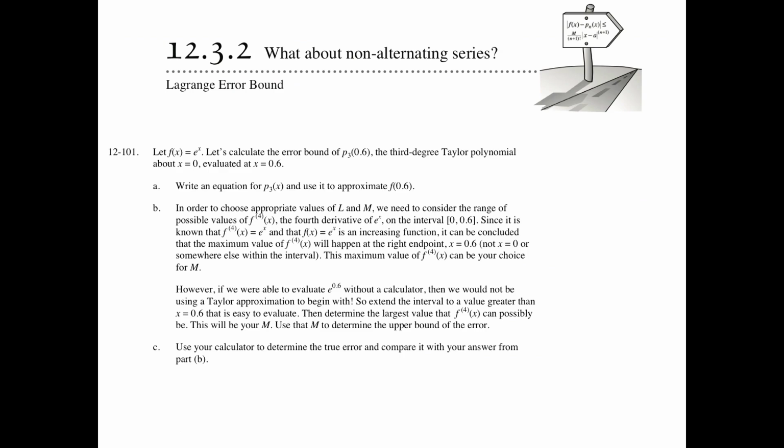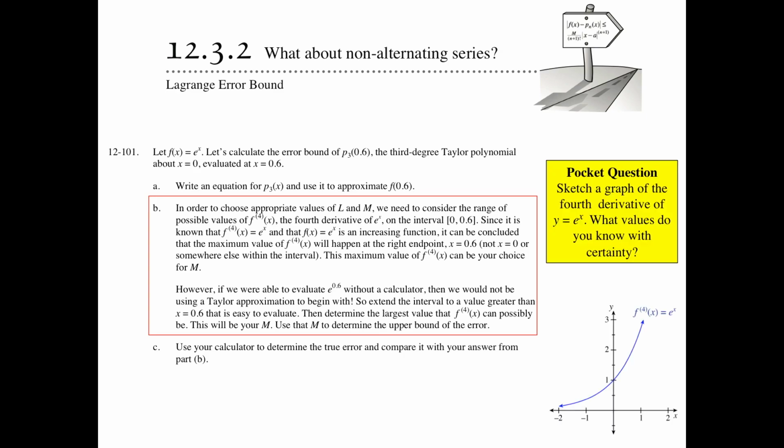Problem 12-101 asks teams to find the Lagrange error of a third-degree Taylor polynomial approximation of e to the 0.6. In part B, your students will need to define an L and an M value. This can be tricky for students, so as you circulate, you might want to ask them to quickly free sketch a graph of the fourth derivative of e to the x, which of course is e to the x, and list any values that they know with certainty lie on that graph, specifically a value before and a value after 0.6. Now, recognizing that the graph of the fourth derivative increases on the interval 0 to 1, your students could safely define L as 1 and M either as e or as an over approximation of e, 3, depending on whether or not they want to use their calculator to evaluate the Lagrange error.